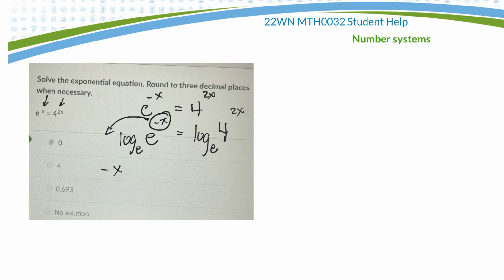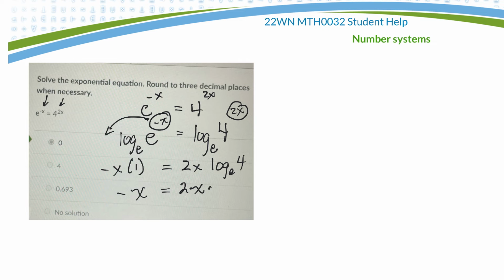So negative x times the log base e of e is just 1. So I could put a 1 there, but e multiplied by 1 doesn't change. Same with this one, bring this one out front, 2x times the log base e of 4. So I have negative x is equal to 2x times log base e of 4.